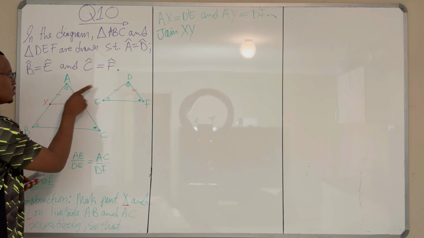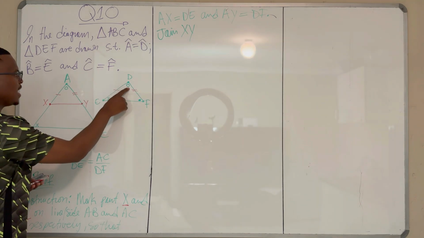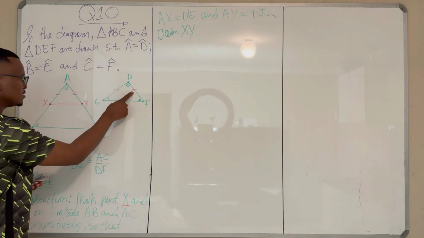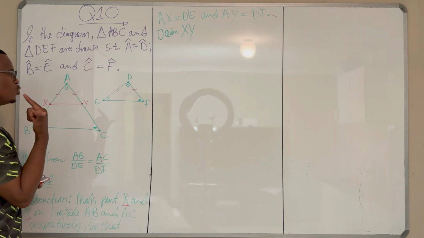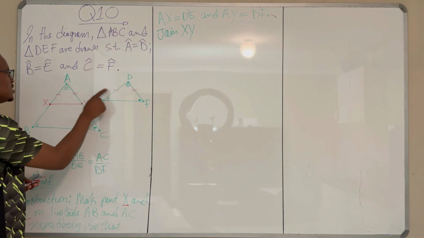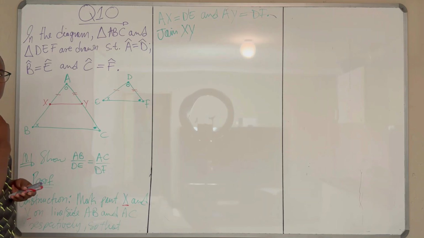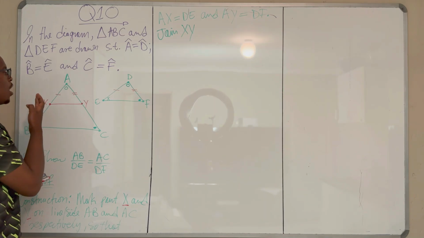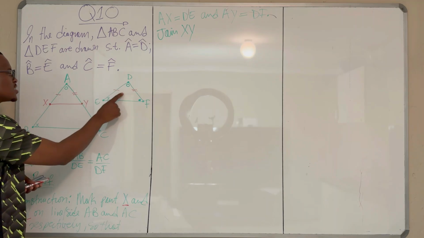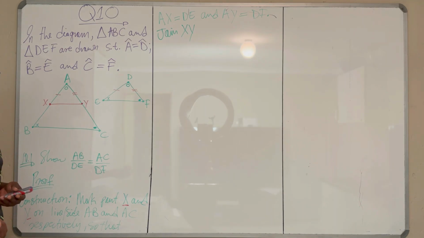Because look, this side is called this side, this angle is this angle, and this side is that side. So what I'm going to do first is show that these two triangles are identical, which is the same triangle, but just named differently. So how am I going to do that? I'm going to prove that these two triangles are congruent, which means they're identical. That's what I'm going to do.